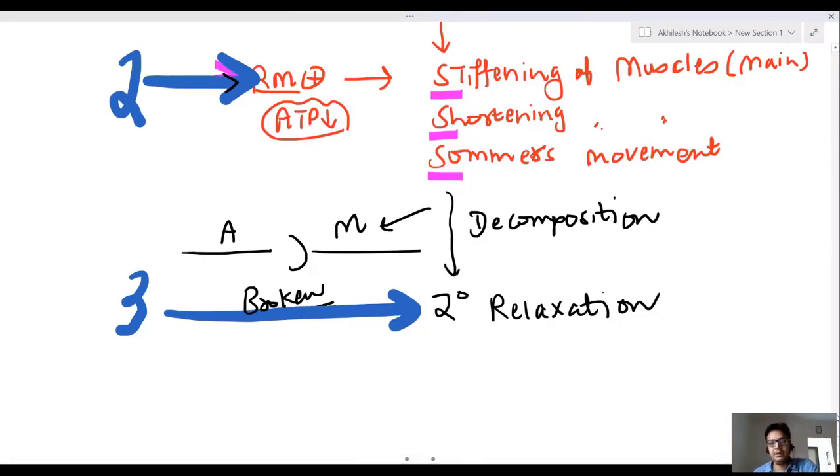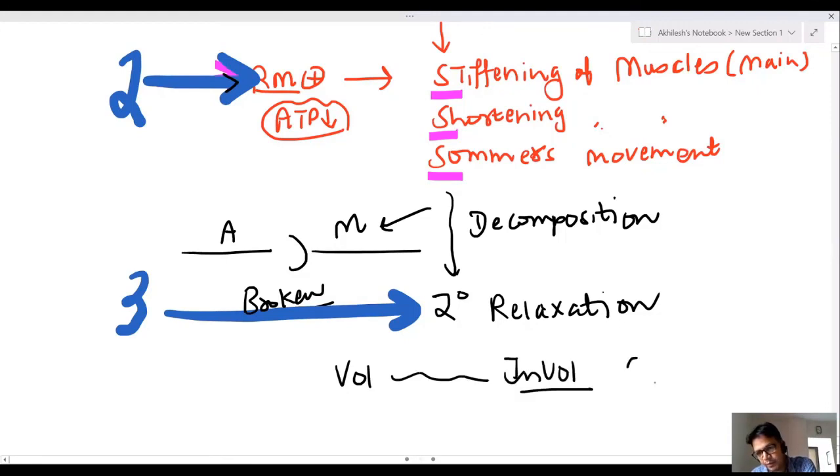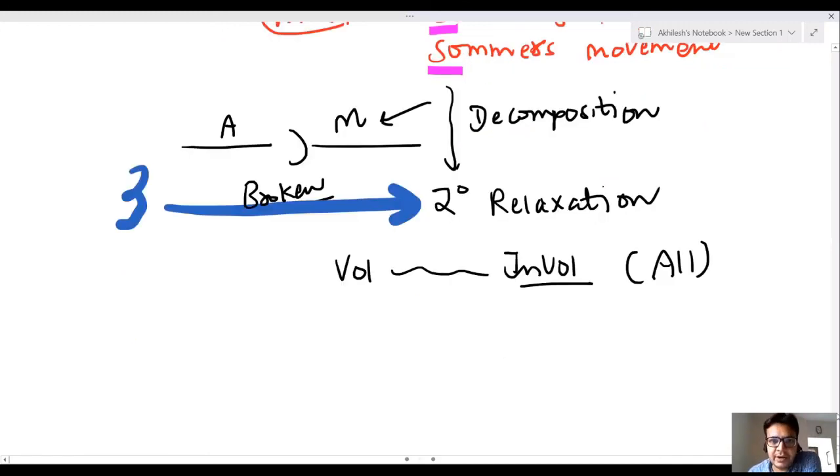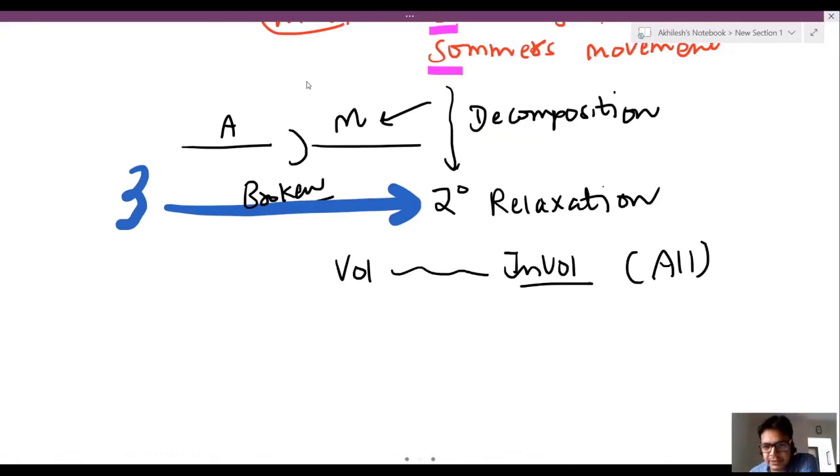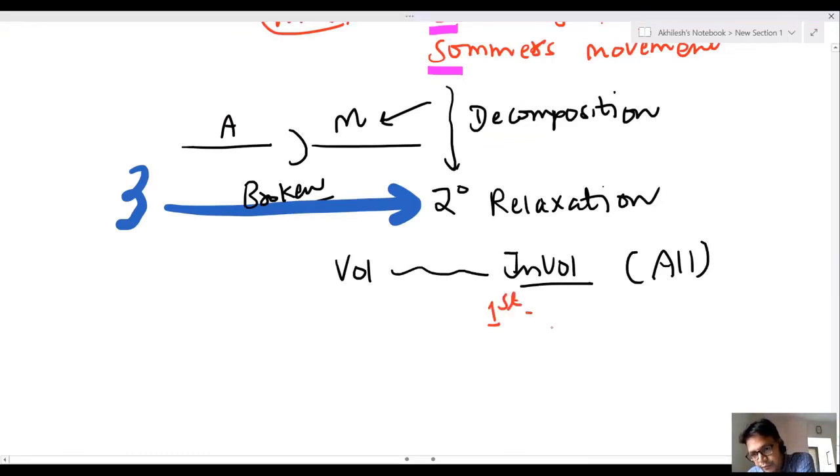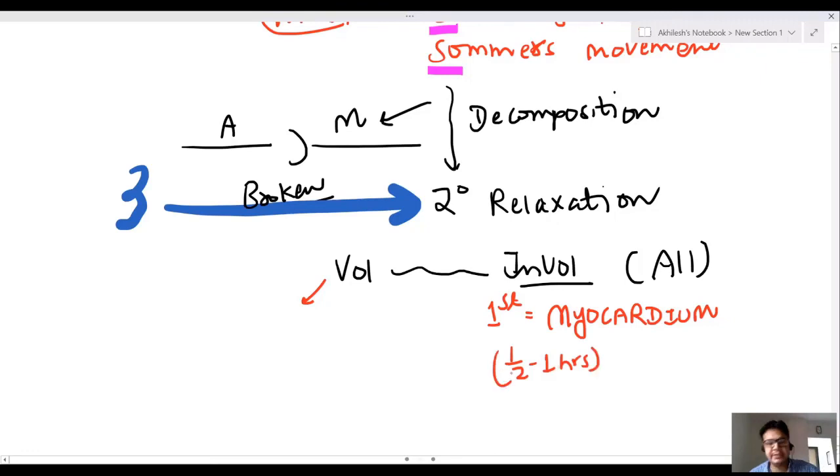Sir, rigor mortis involves voluntary muscles as well as involuntary muscles. It involves all body muscles. Now this question comes: which is the first muscle to be involved? First muscle involved is myocardium, seen in half an hour to 1 hour after death.